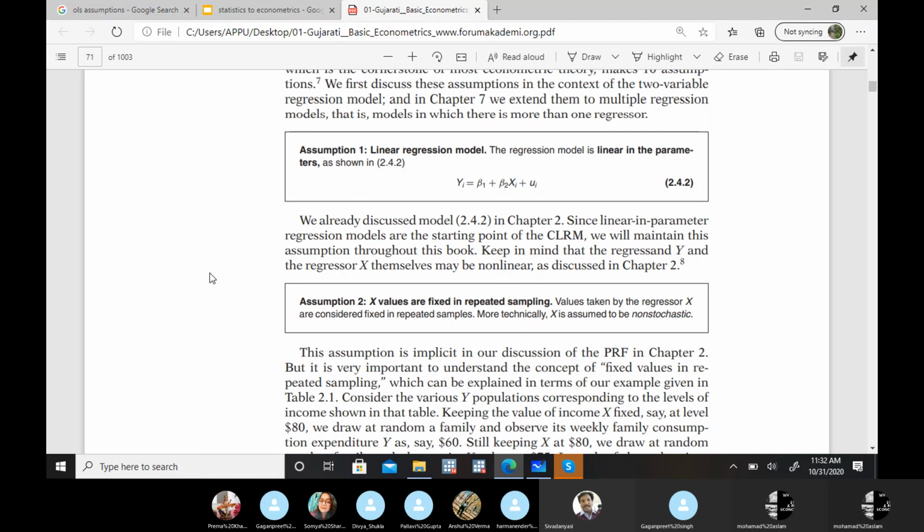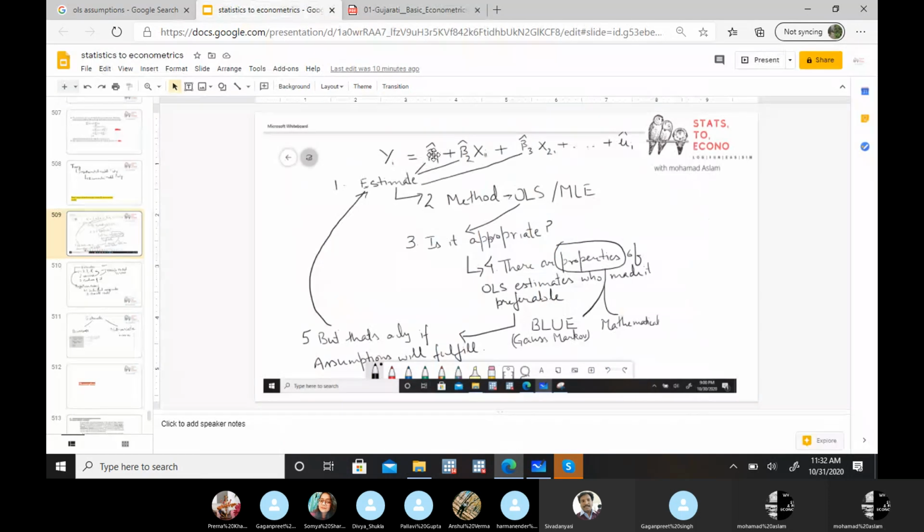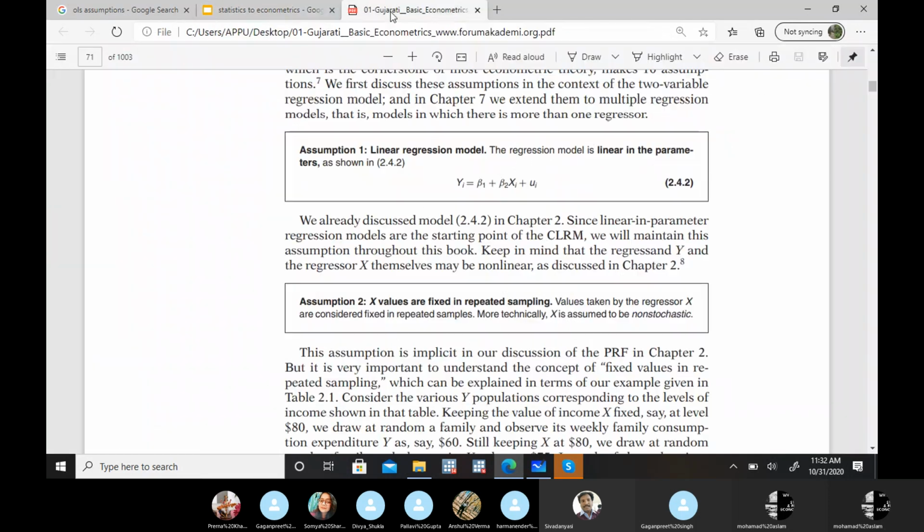Okay, so suppose in the econometric course, you are going to apply the OLS or MLE method. For that, you have to understand these methods. So the first assumption is about the parameters. These parameters are your beta 1 and beta 2 or beta 3. The assumption is saying that it needs to be linear. Now, what does it mean? The regression model is linear in parameters. This is the assumption. Now, what does it mean?